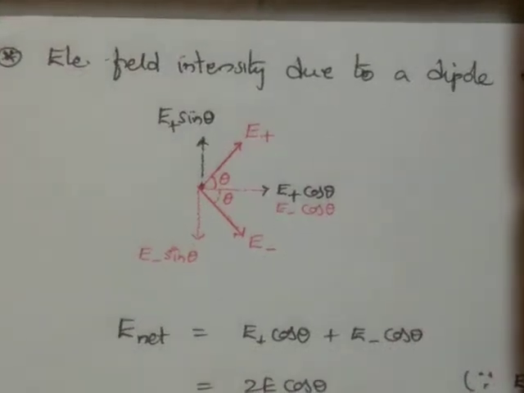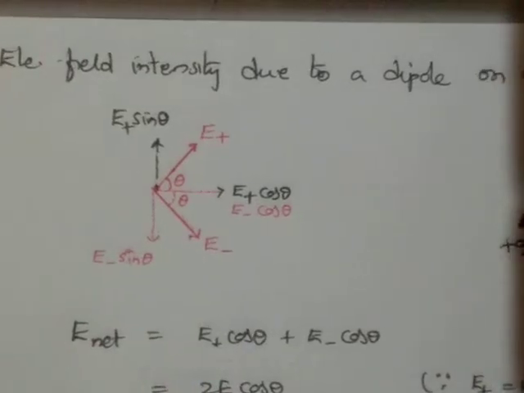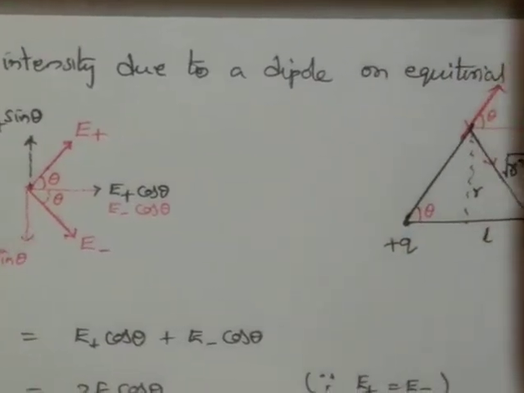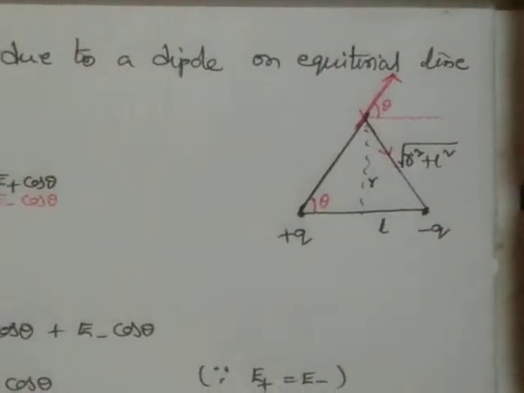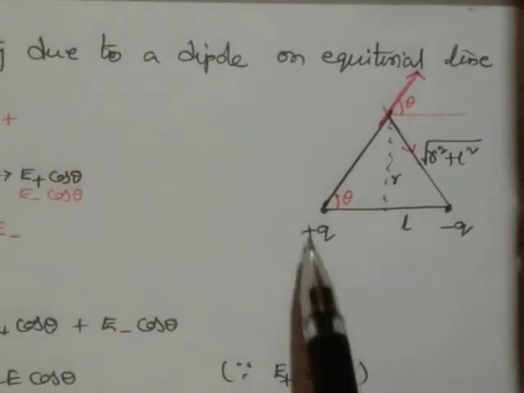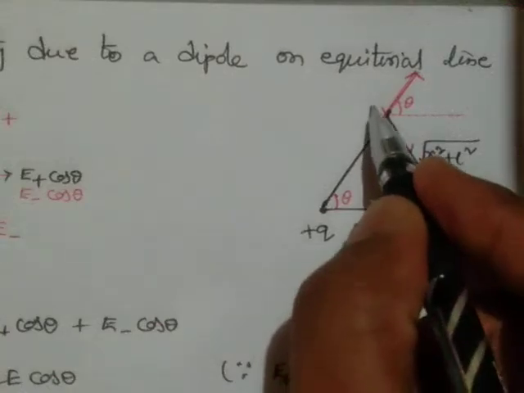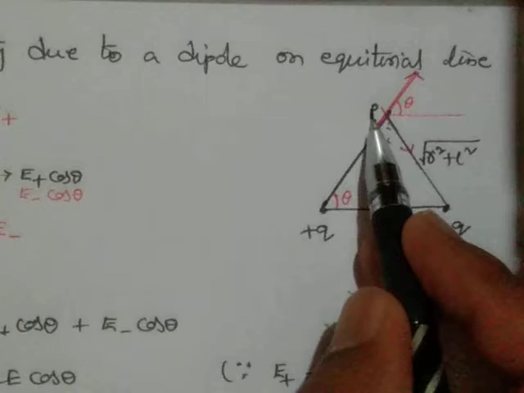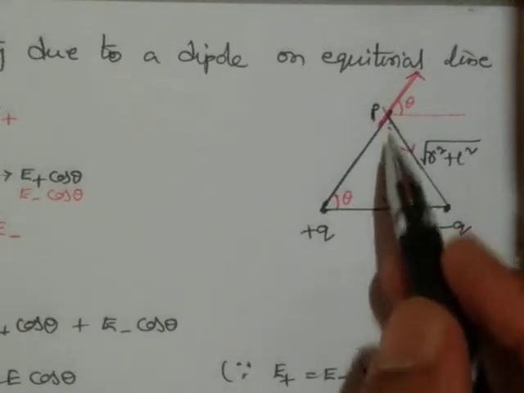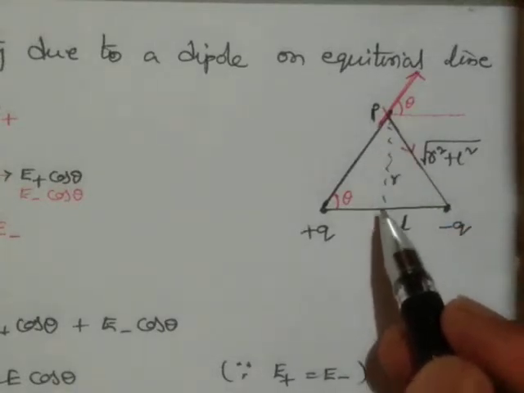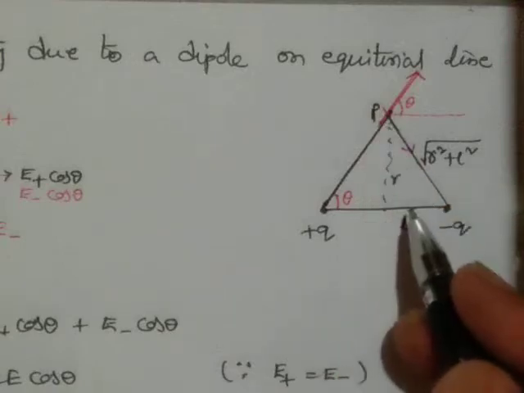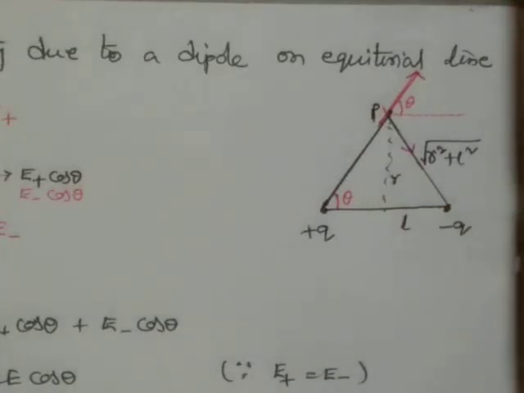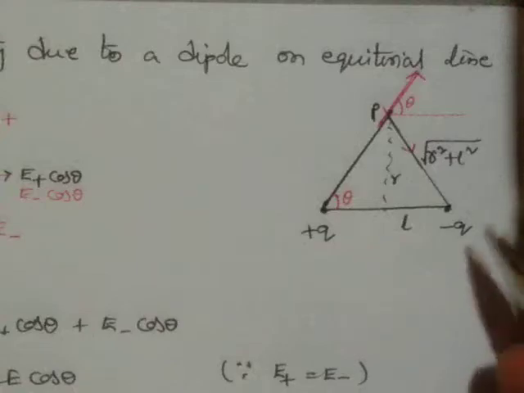Okay, students. So here is the discussion for electric field intensity due to a dipole on the equatorial line. We know when the point P is on the equatorial plane of the dipole, that point P may be assumed to be on the equatorial line, the line passing through the perpendicular bisector of the dipole itself. That line is known as the equatorial line.